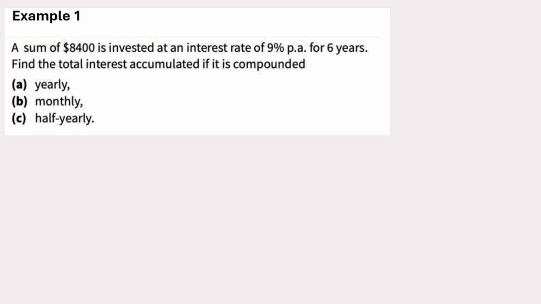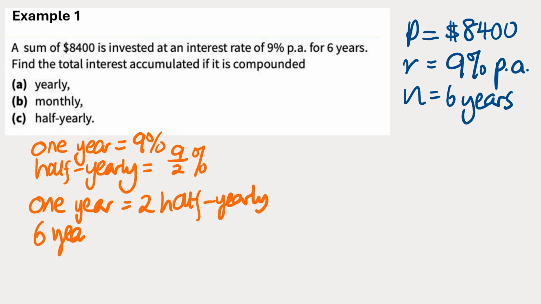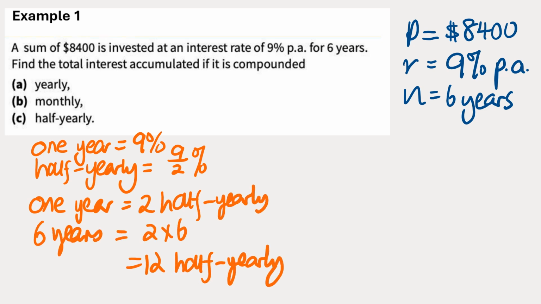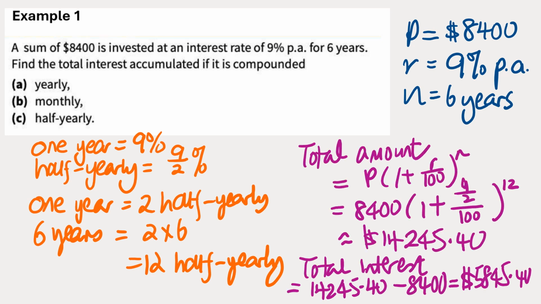What happens if it's half yearly? I need to change your 9% per annum, that is 9% per year, to half year. 1 year is 9%, so half yearly will just be 9 over 2%. Likewise, I also need to convert my 6 years to see how many half years there are. In 1 year there are 2 half years, so for 6 years there will be 2 times 6 equals 12 half years. So let's write down the formula to calculate the total amount, the compound interest formula, and then minus away the principal sum.